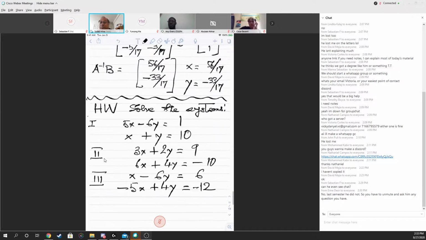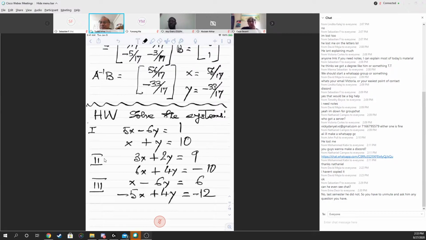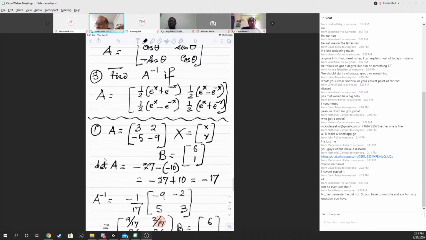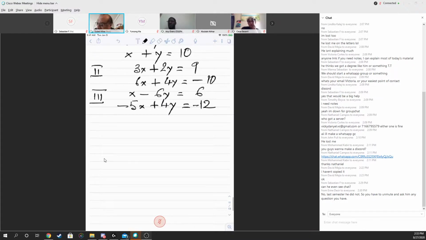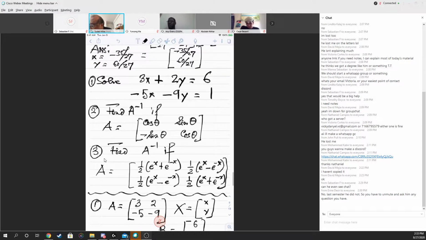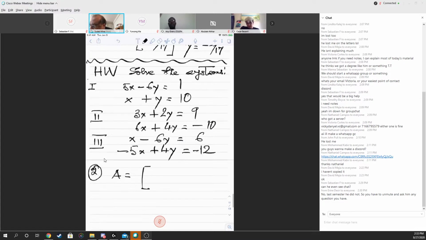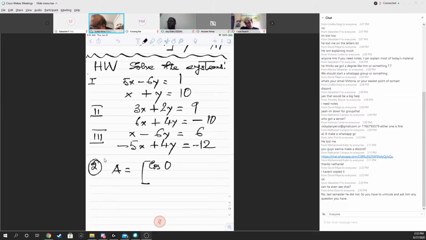Next, let us go to this problem. Find A inverse if A is this. So, number 2. A is the matrix. Let's take a look. Cosine, sine, minus sine, cosine. Cosine theta, sine theta, minus sine theta, cosine theta. How to find A inverse?